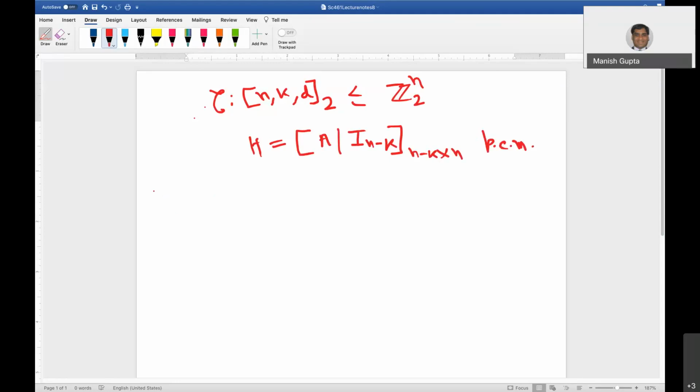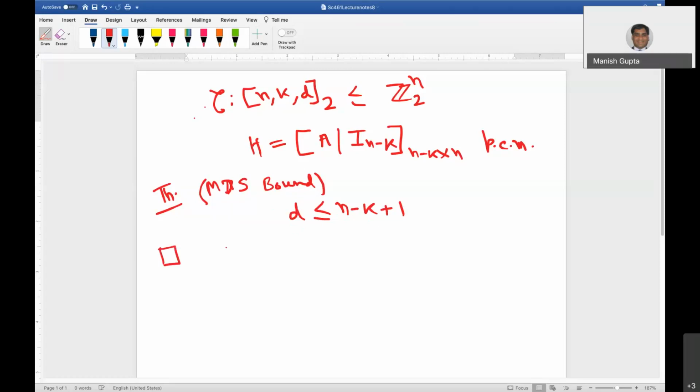Now there is a result or theorem which is known as the MDS bound. So what is this MDS bound? It says that d cannot exceed n minus k plus 1. So it's a beautiful bound. The minimum distance of the code cannot exceed n minus k plus 1. Here k is the dimension of the code, and d is the minimum Hamming distance. So how do we prove this? The proof is really simple.